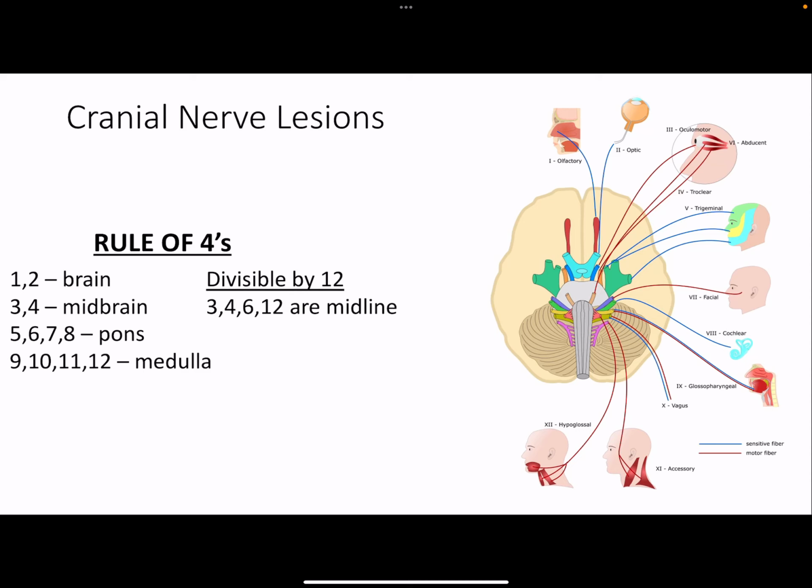All right, cranial nerve lesions. Just recall the rule of four. There are four cranial nuclei above the pons, four in the pons, and four in the medulla, and they all run chronologically.